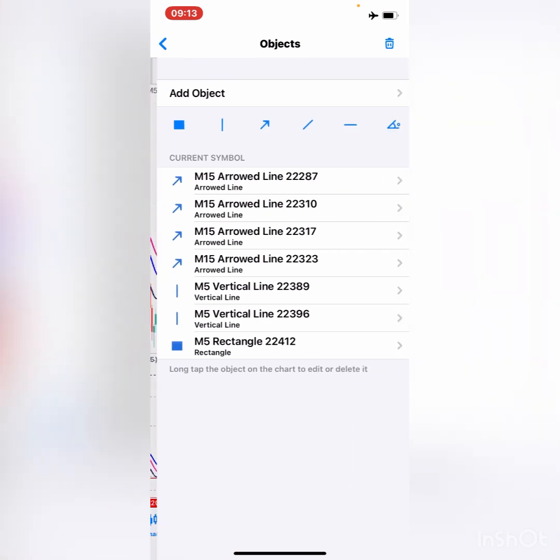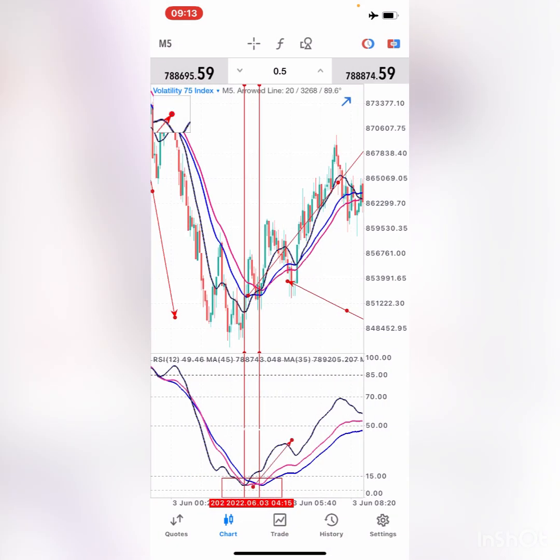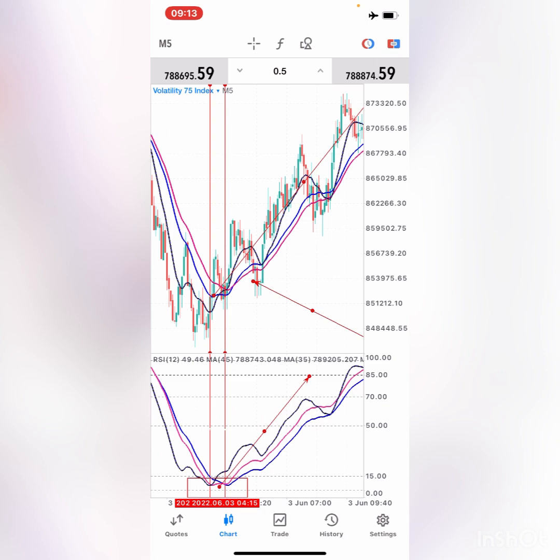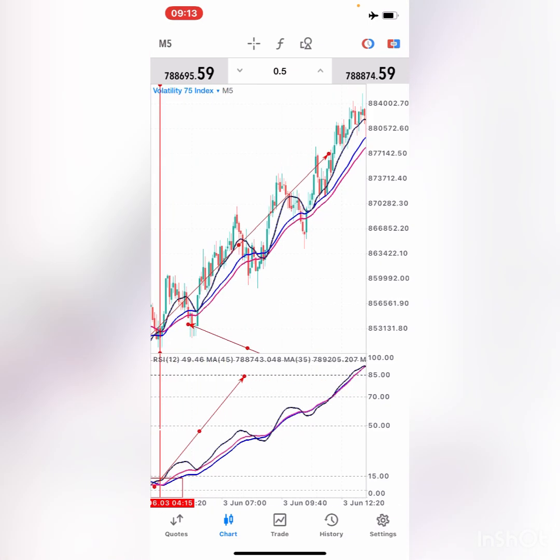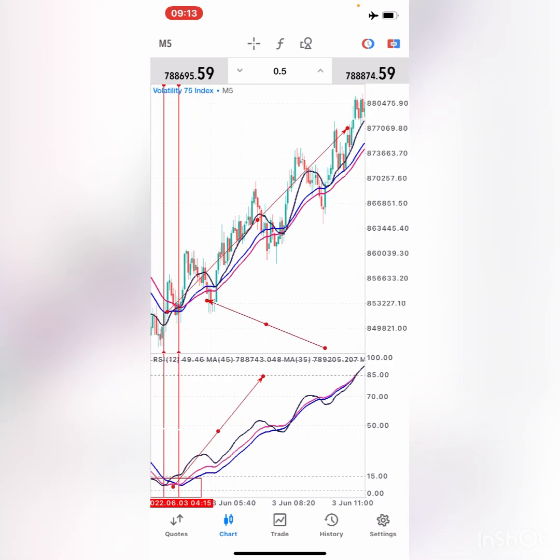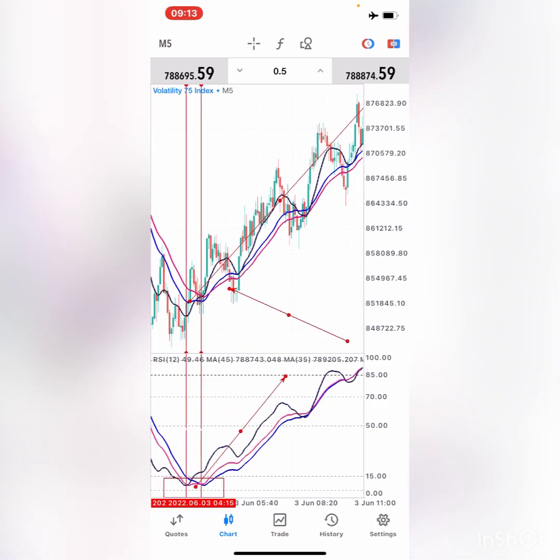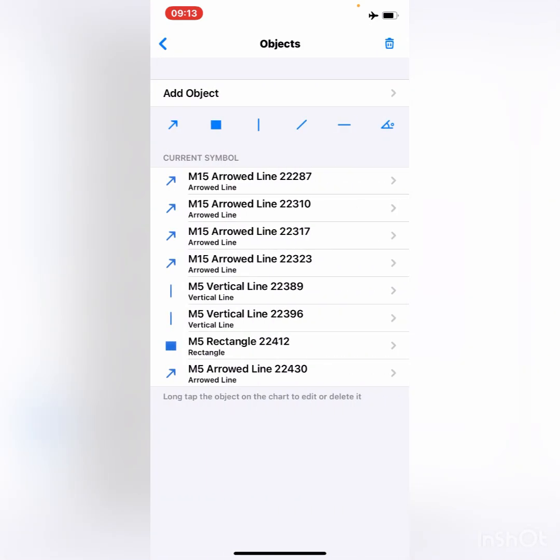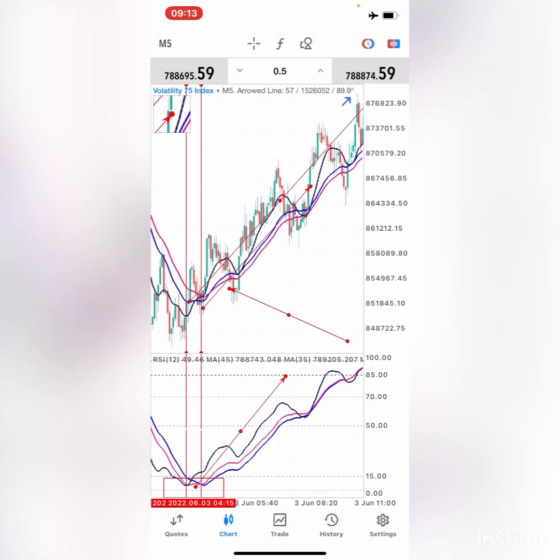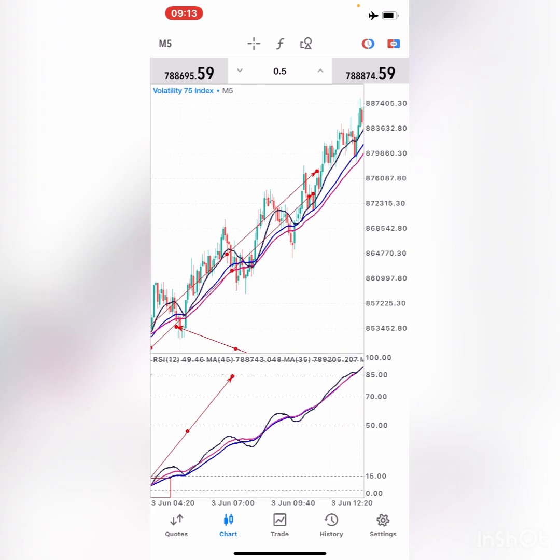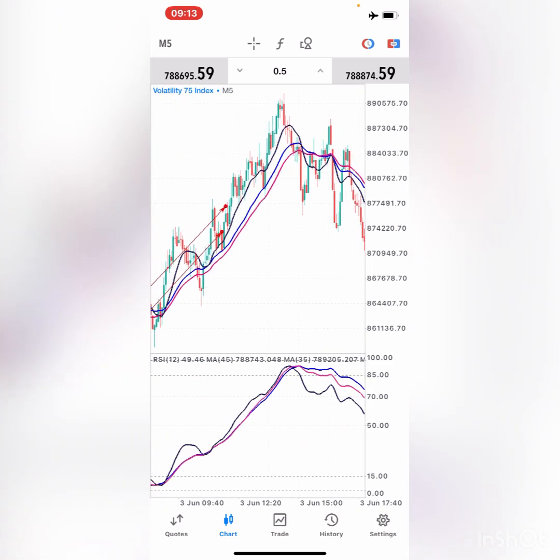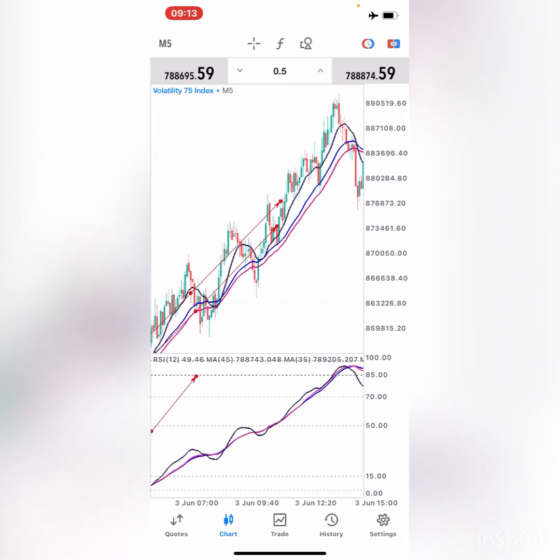And as you can see, our price went all the way up, okay? So this is where we get entries and all. And as you can see, you could have placed a buy, and you would have gone all the way up, right?